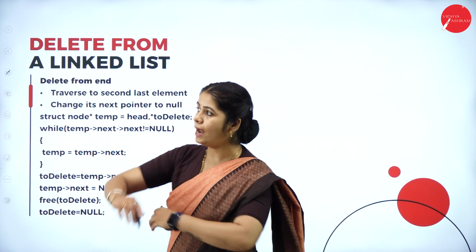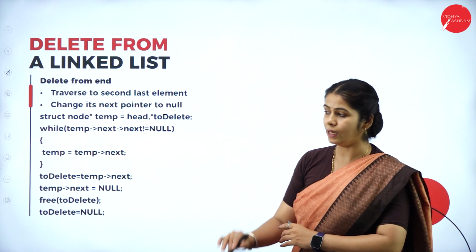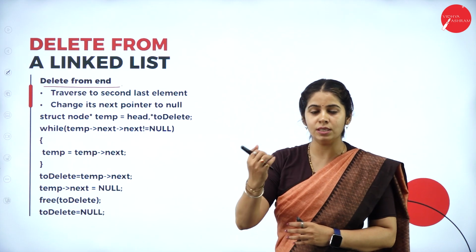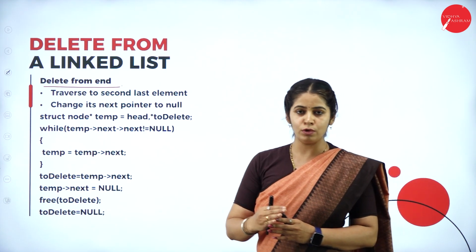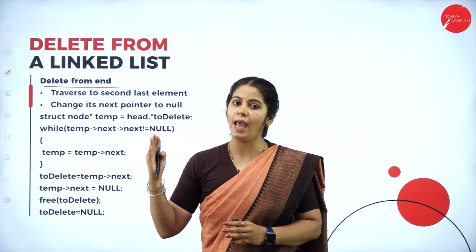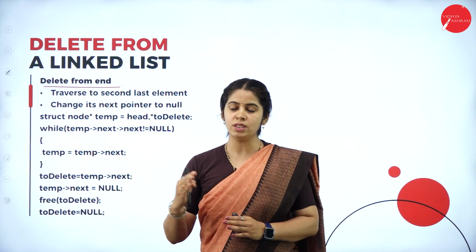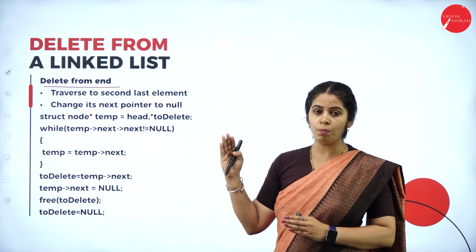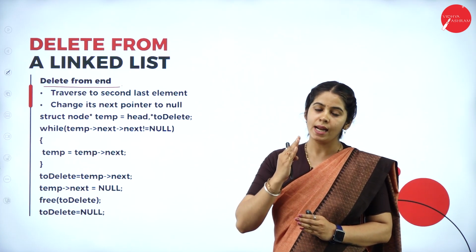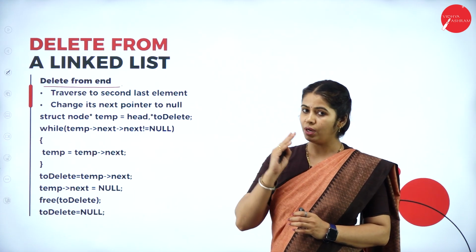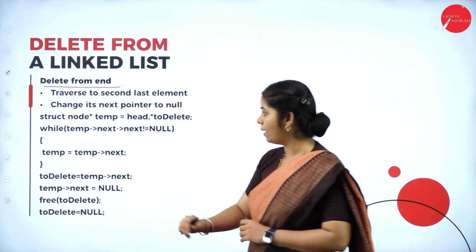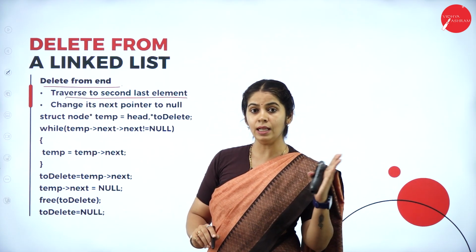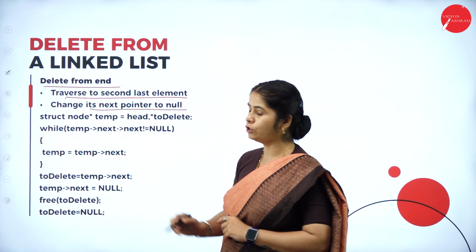Next, moving to the end of the linked list, how are we going to delete an element or node from the end of the linked list? What is the procedure we have to follow? The same procedure: we have to traverse the linked list till the end node. Once we reach the end node, we have to make the previous node's next field null. Traverse to the second last element and change its next pointer to null.